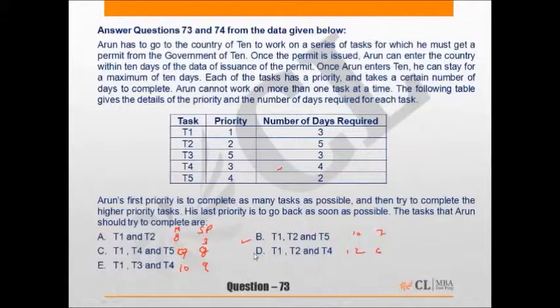On the basis of these figures, it can be seen that the three tasks that he should try to complete are T1, T2 and T5, which are given in option B, as he is more concerned about the priority than about going home. If we look at option C and option B, the total number of days taken to complete the three tasks in option C is less than in option B, but the sum of priorities in option B is less than that in option C, and as his last priority is to go back, he should try to finish the three tasks given in option B.